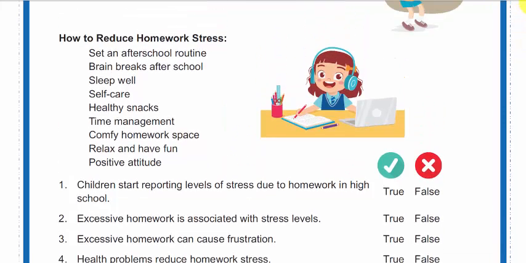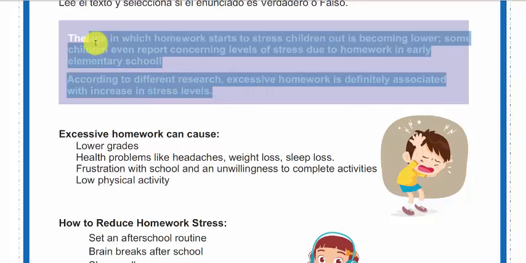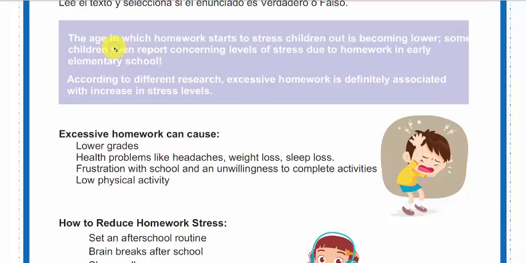Evidence for this work or for this activity is that you read aloud through an audio or a video the information of this text, and a picture of the work done.